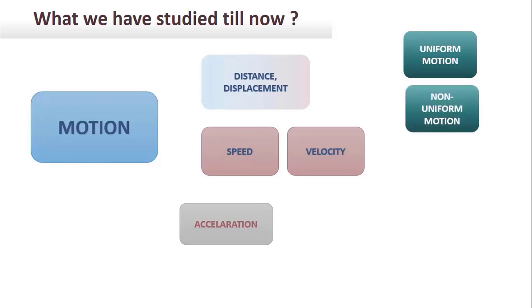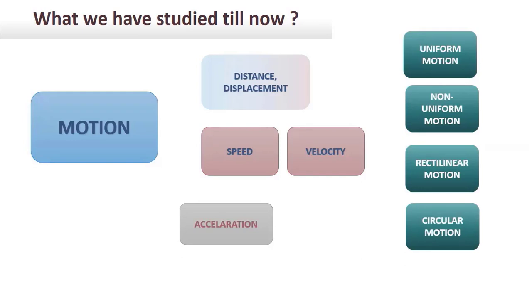So in non-uniform motion, what happens? The velocity is not constant. That means in equal intervals of time, it travels unequal distances, right? We know what is rectilinear motion. That is when a body travels in a linear path, that is a straight line, right? Then the motion is called rectilinear motion.